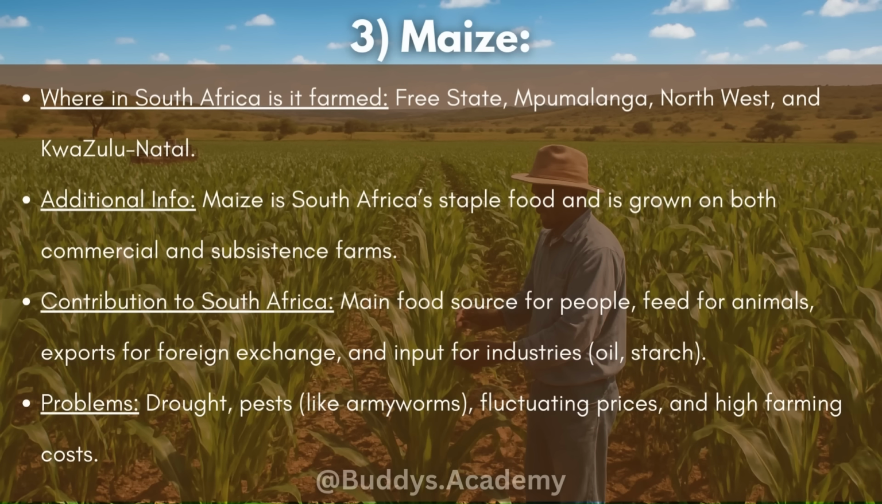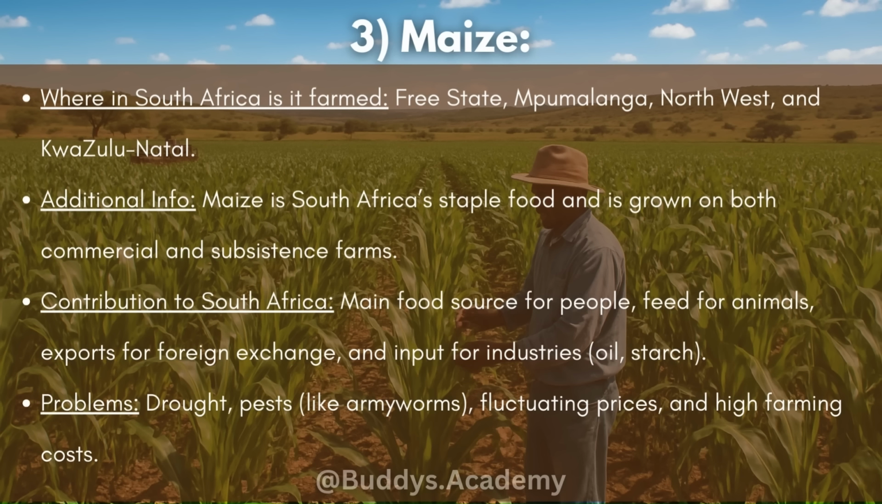So how will maize contribute to South Africa? Firstly, it's going to be the main food source for people, it's going to be feed for animals, exports for foreign exchange, and it's going to be an input for industries such as oil and starch. Some problems related to maize would be drought, pests, obviously like your armyworms, your fluctuating prices, and your high farming costs.